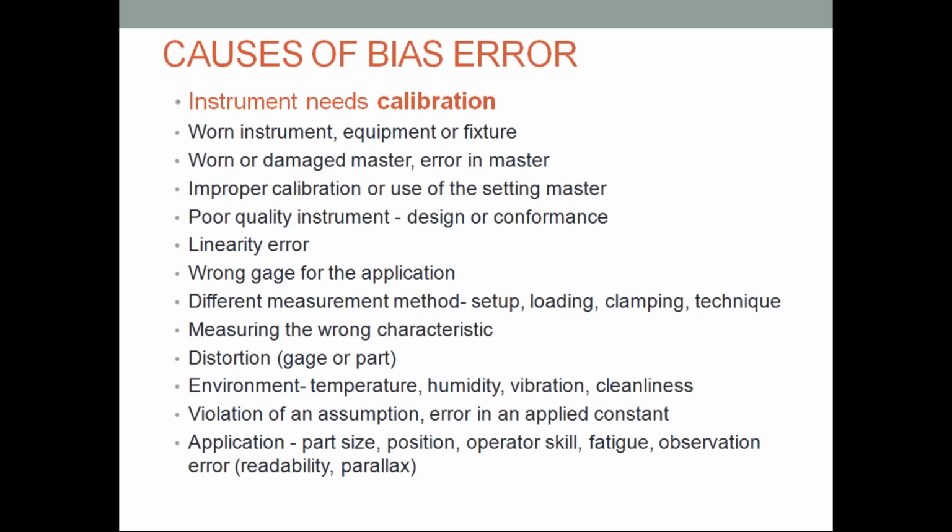Now, what are the causes of bias? Essentially, what you're looking at is that shift from the true measurement. Number one thing, the instrument needs calibration. The interesting thing about calibration is some people will question, for example, do you calibrate a steel rule? That's often a trick question, but the answer is real easy. Yes, you do. You always check your gauges against the standard traceable to NIST.